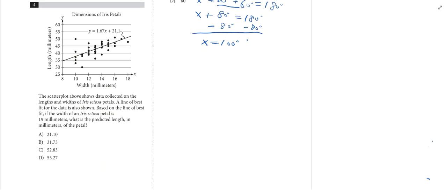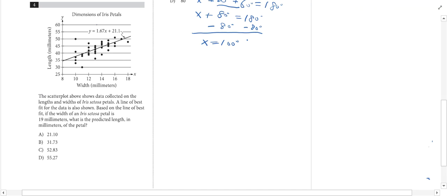Okay, let's look at number 4 here. This graph, the horizontal is the width, the vertical is the length, and this is a scatter plot for the data, right? So they drew a best line of fit from here to here. So when you have this one, they told you that the best line of fit is y equals 1.67x and then plus what?